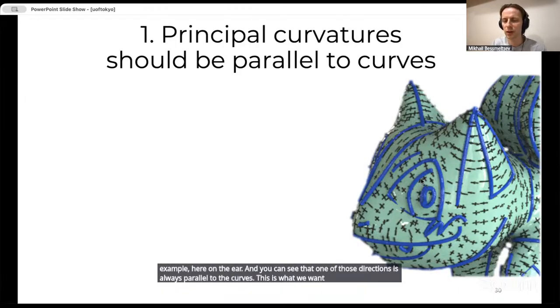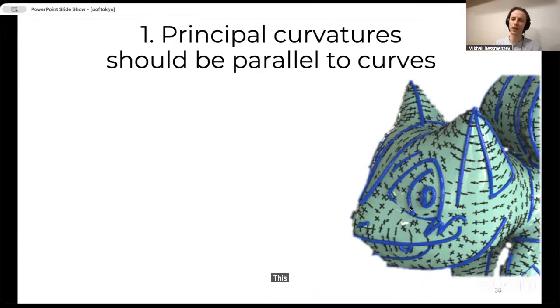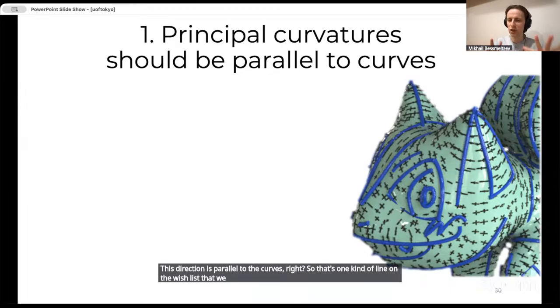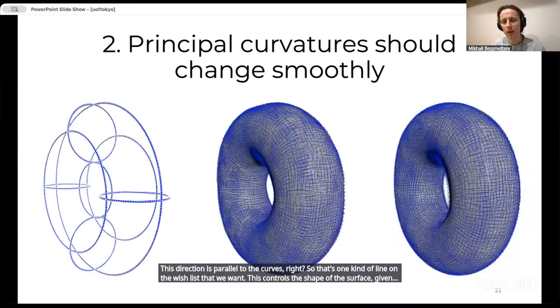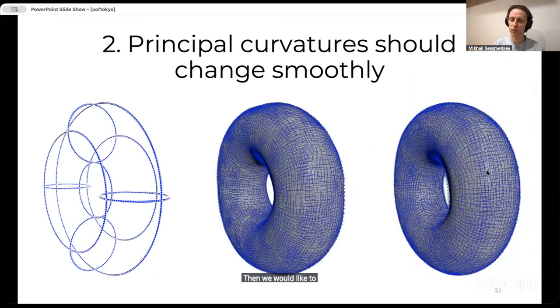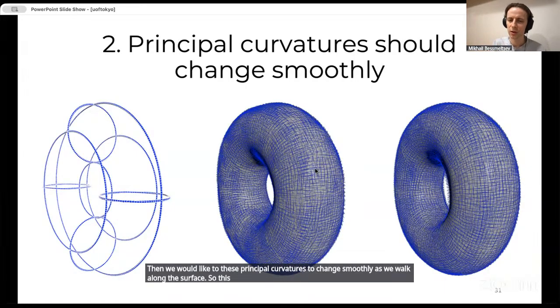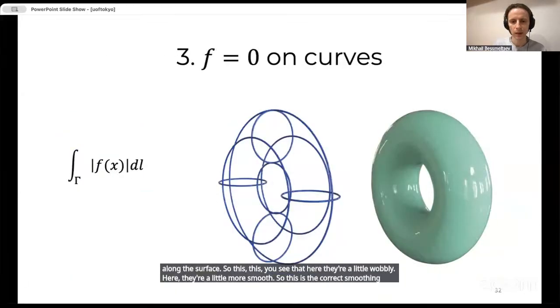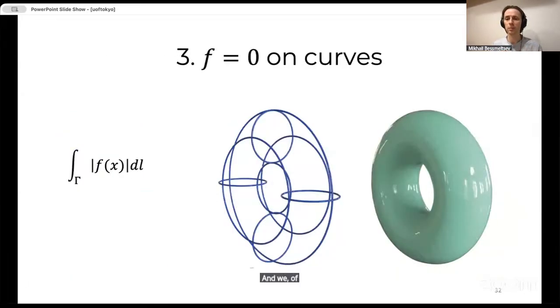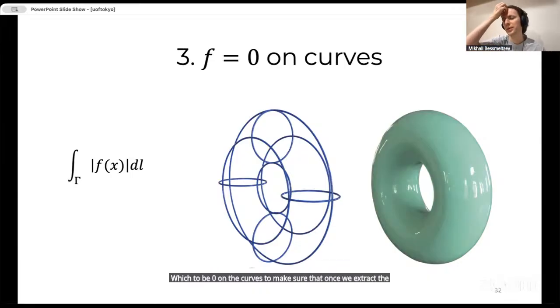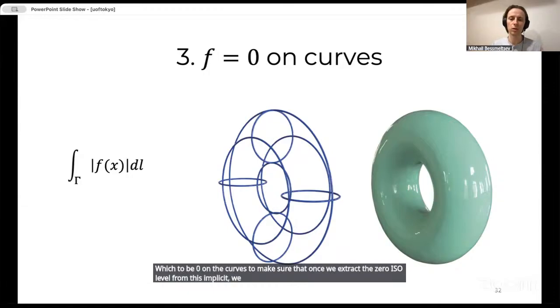So here, for example, this direction is parallel to the curves, right? So that's one kind of line on the wish list, what we want. This controls the shape of the surface given the curves. Then we would like these principal curvatures to change smoothly as we walk along the surface. So you see that here they're a little wobbly, here they're a little more smooth. So this is the correct smoothing requirement. And we of course would like our implicit function to be zero on the curves, to make sure that once we extract the zero iso level from this implicit, we get exactly the right surface.